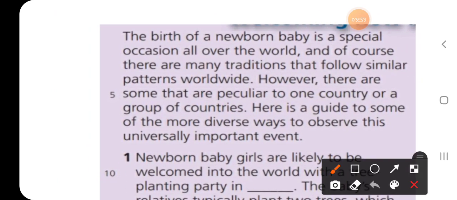Now, the birth of a newborn baby is a special occasion all over the world. And of course, there are many traditions that follow similar patterns worldwide. However, there are some that are peculiar to one country or a group of countries. Here is a guide to some of the more diverse ways to observe this universally important event.